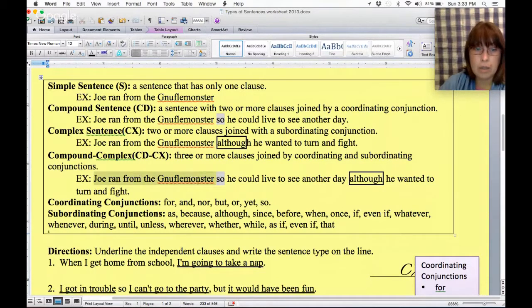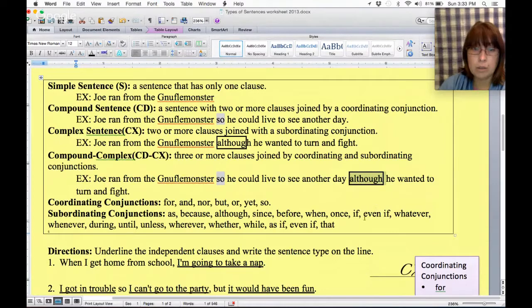All right, well, here's one clause. Here's another clause. And these are joined with what type? Coordinating conjunction. Very good. Then we have another clause hanging out over here. And this one is joined by what type of word?